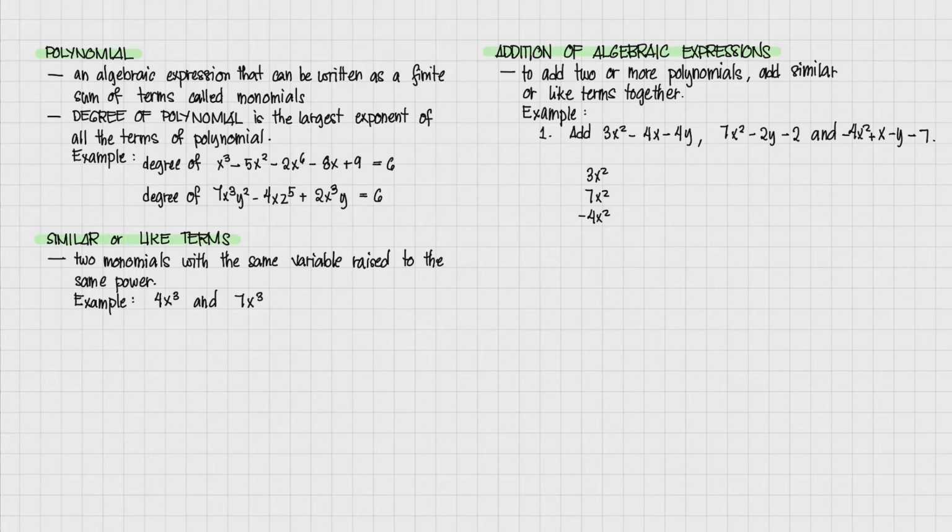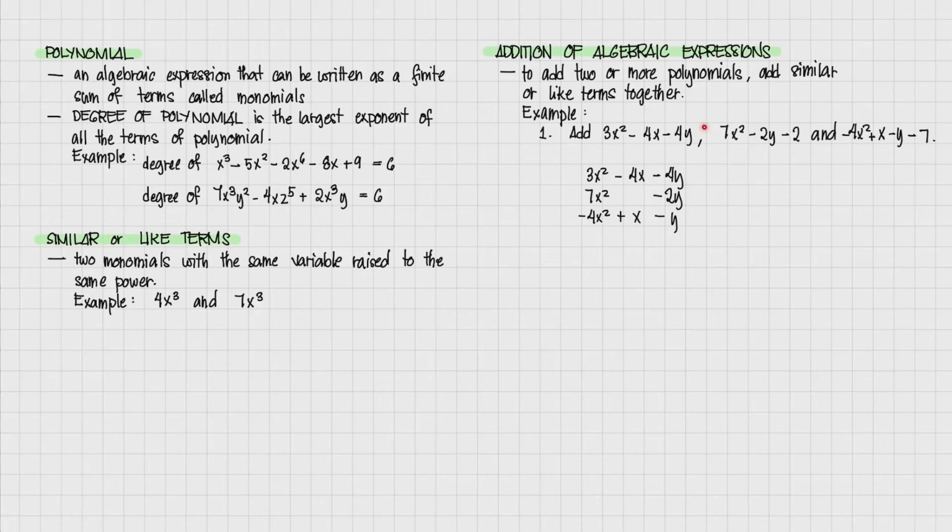So let's write that down. Negative 4x, positive x. Again, on the first expression, you have negative 4y. On the second, you have negative 2y. On the third expression, you have negative y there. So let's write that. Negative 4y, negative 2y, negative y.